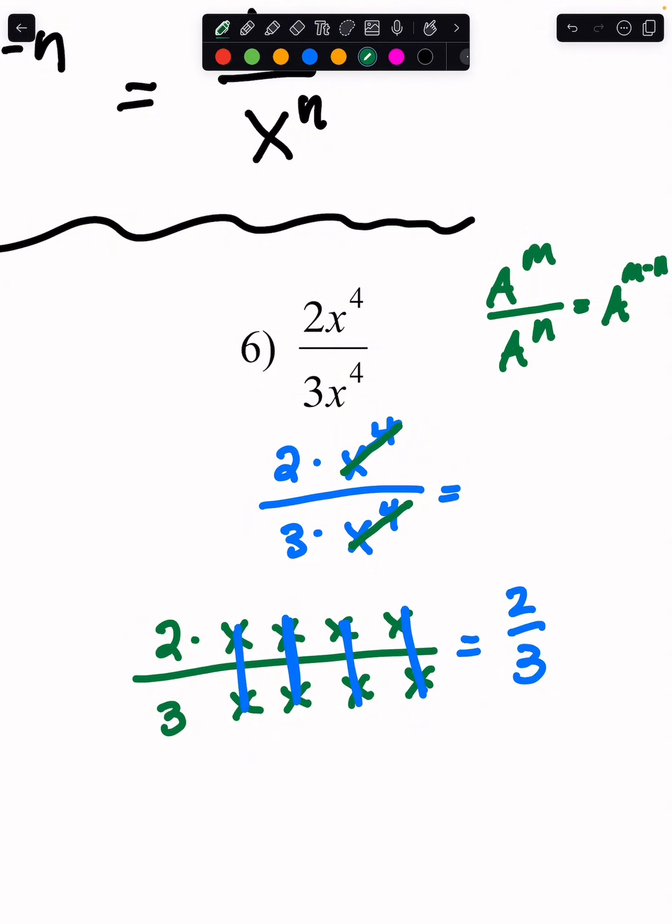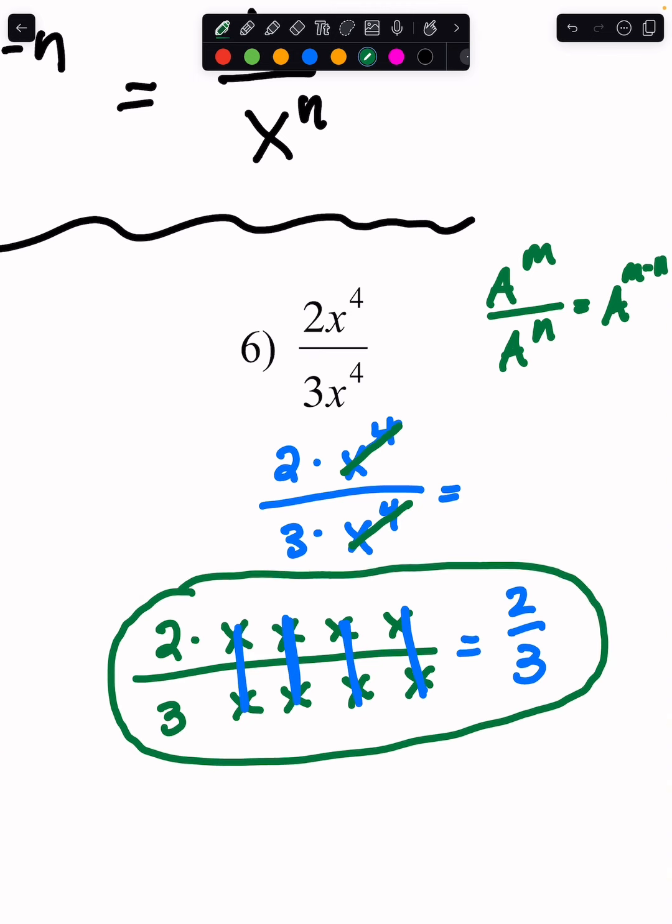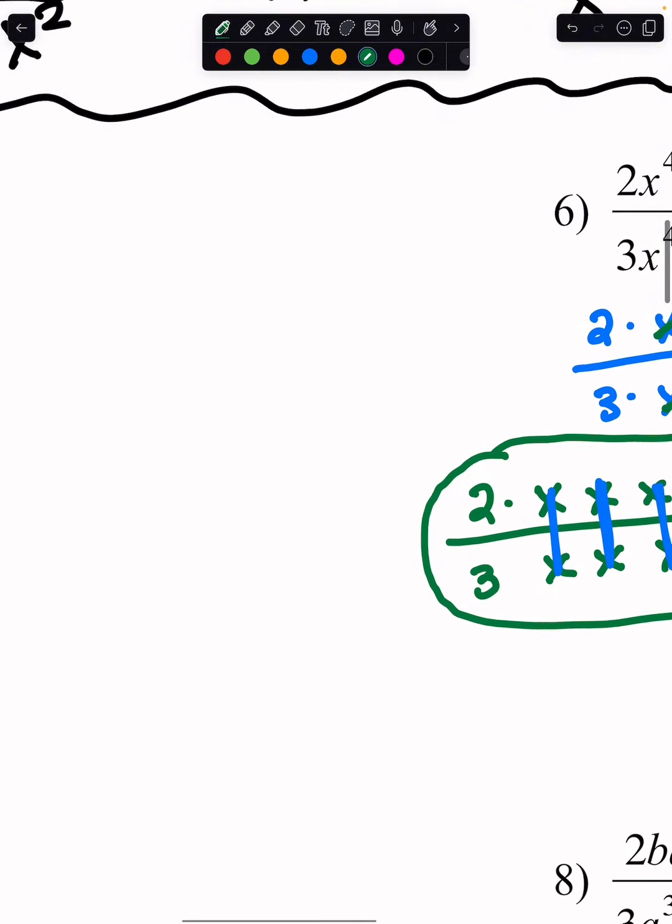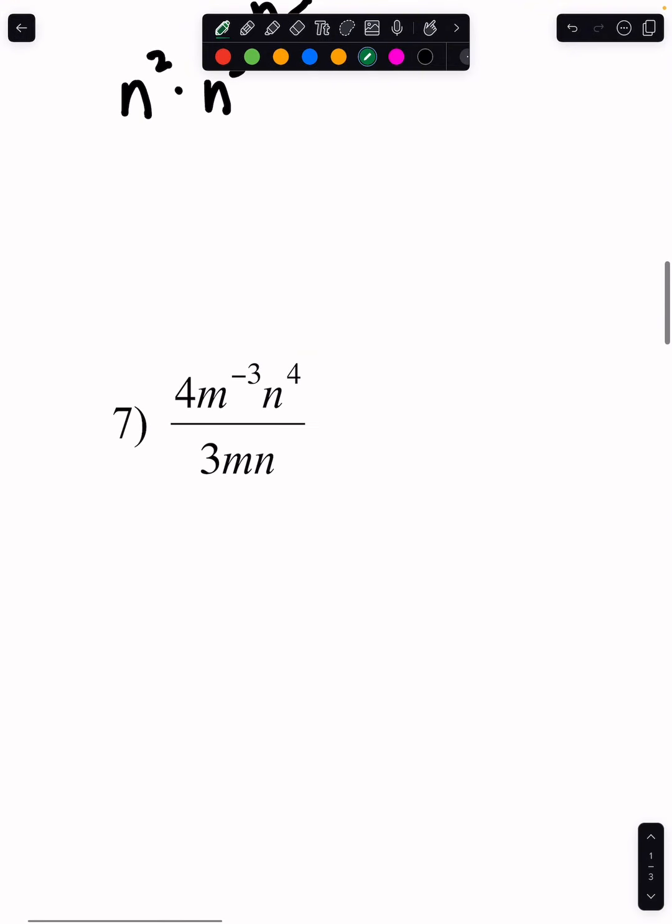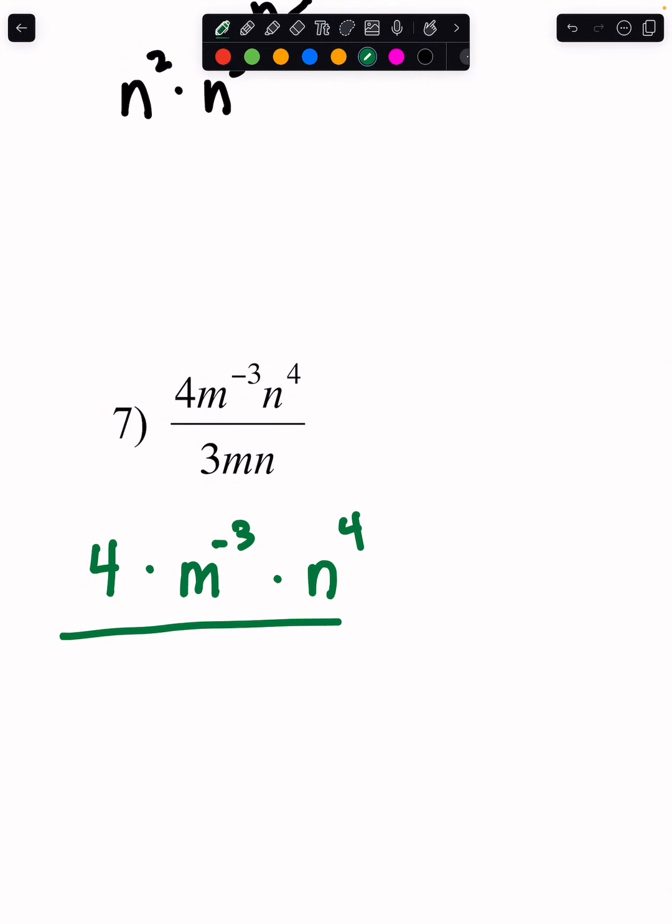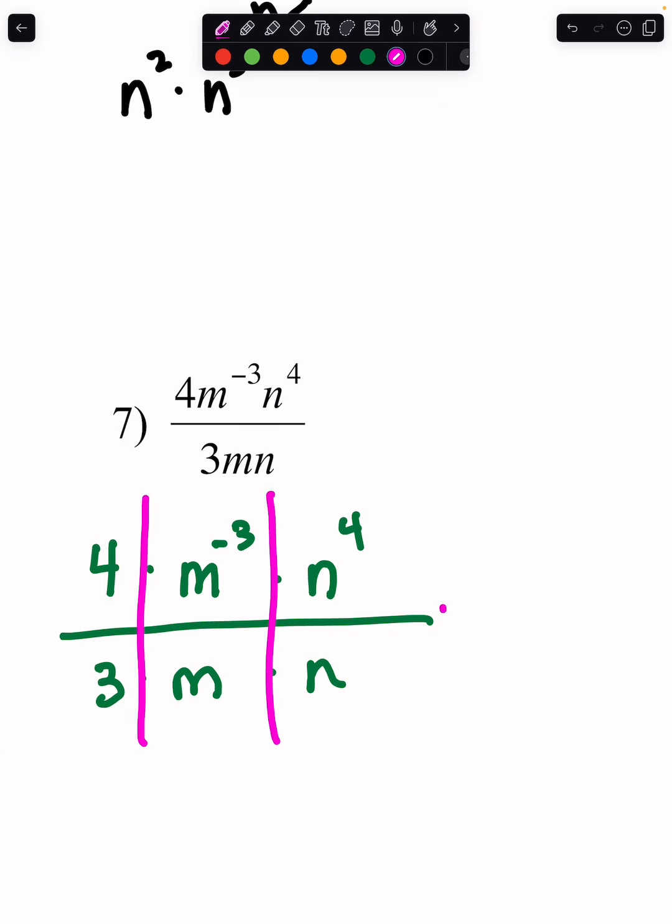Now, this way is cool and all, but when the questions get a lot bigger, you don't want to have a whole bunch of letters just flying everywhere. Okay? So let's go ahead and look at number 7. Again, I'm going to rewrite my stuff so I have some space down here. I got 4 times m to the negative 3 times n to the positive 4 all over 3 times m times n. First thing I suggest you do, split those so you can take care of each thing one at a time. Can anything happen to the 4 and the 3? No, that can't be reduced. So I'm going to leave 4 over 3 here.